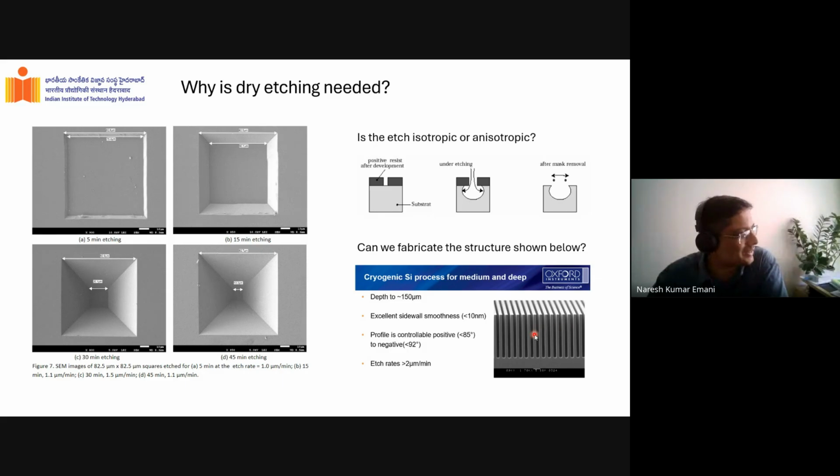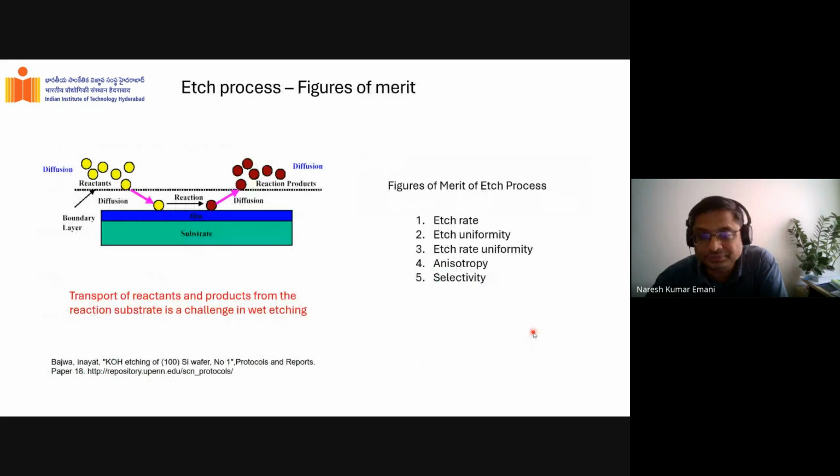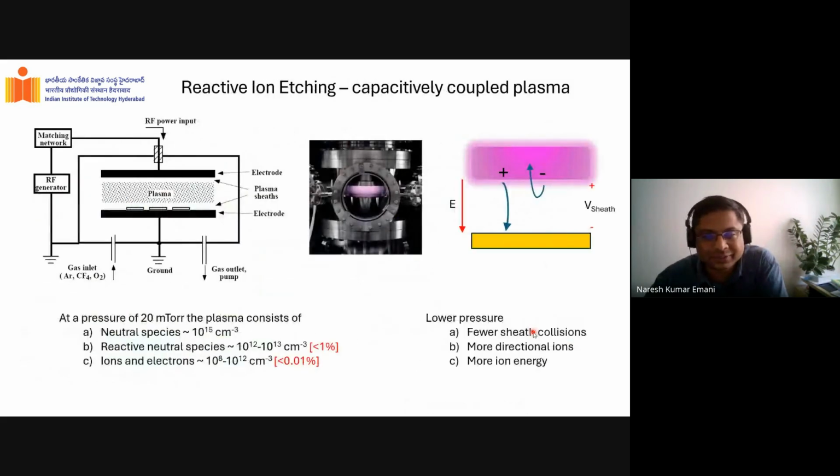Does it become isotropic or not? High pressure, more isotropic. Low pressure, more anisotropic. Agreed? Everybody? Good. All right. Let's leave this and come back here.